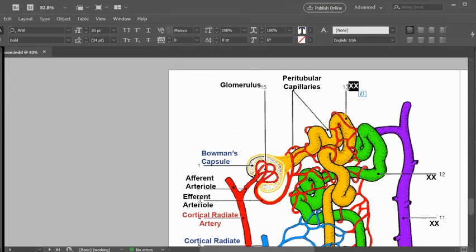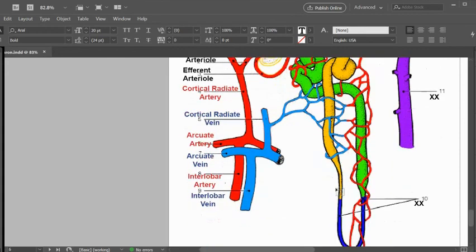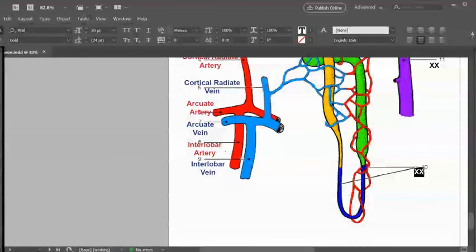So we want that one to be the proximal, for being the closest to the Bowman's capsule, convoluted tubule. Now we follow the proximal convoluted tubule around, and we're going down now, down, down, down, down. Here's where we have that hairpin turn. That turn is the loop of Henle.